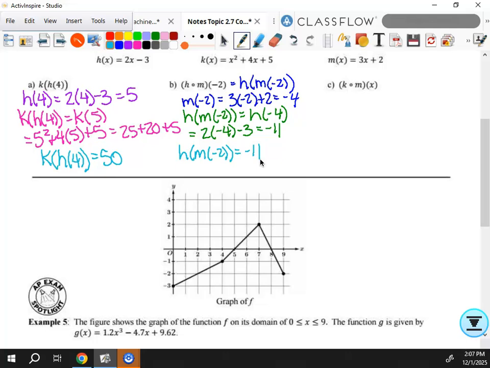All right. So once again over here, we're not evaluating a number. So this is going to be k of m of x, which means I'm taking this expression and substituting it in everywhere I see an x here. So this is going to be 3x plus 2 squared plus 4 times 3x plus 2 plus 5. Then we have to correctly use our algebra skills to be able to simplify this.